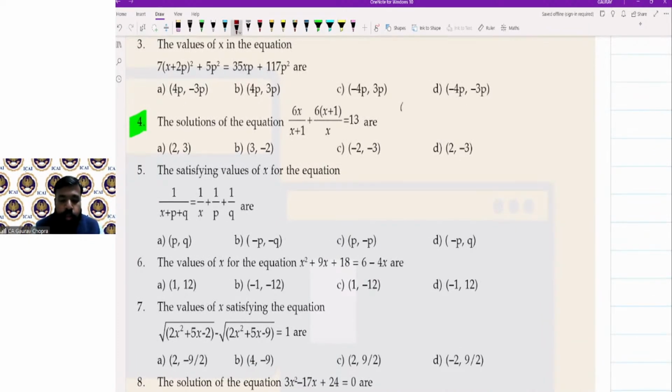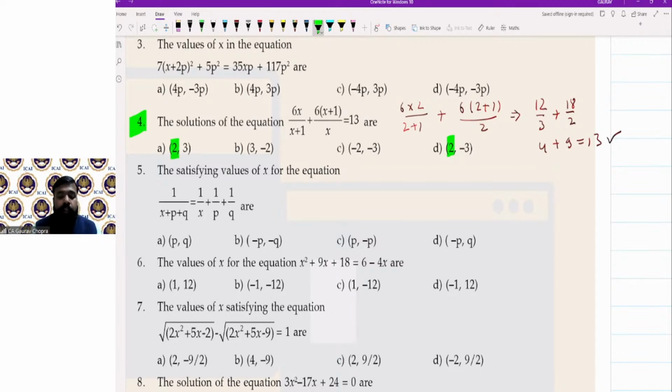So 6 into 2, 12 upon 2 plus 1 plus 6 into 2 plus 1 upon 2. So how much are we getting? 12 upon 3 plus 18 upon 2. That is 4 plus 9, 13. So 13 is correct. So 2 is able to satisfy the equation. Now 2 is available in option A as well as in option D. So we have to check any one and reject the other.